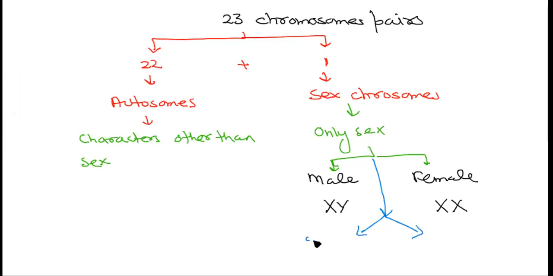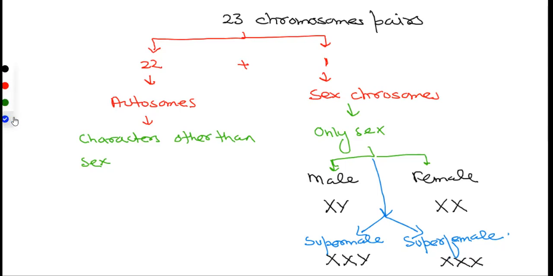Have you ever heard about super males and super females? No, ma'am. Transgenders? Yes, ma'am, I have heard about them. So how are these super males and females formed? Suppose XXY or triple X. What changes are there, and how are they different? In super males, some characteristics are of males and others of female. In super females, some characteristics are of male and others of female. So that's why these are broadly known as transgenders.